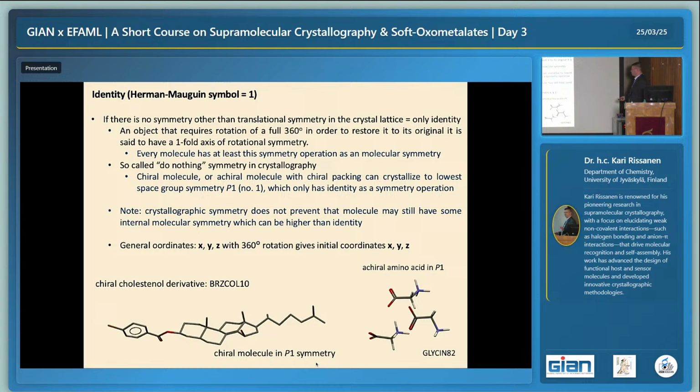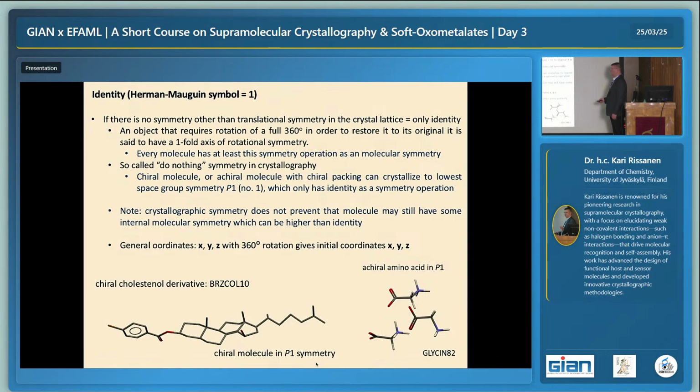And the idea is that the molecule itself doesn't have to be chiral if it crystallizes in a chiral space group. So with chiral symmetry, let's call it still like this. So the idea is that certain things are a must, but certain things are possible.